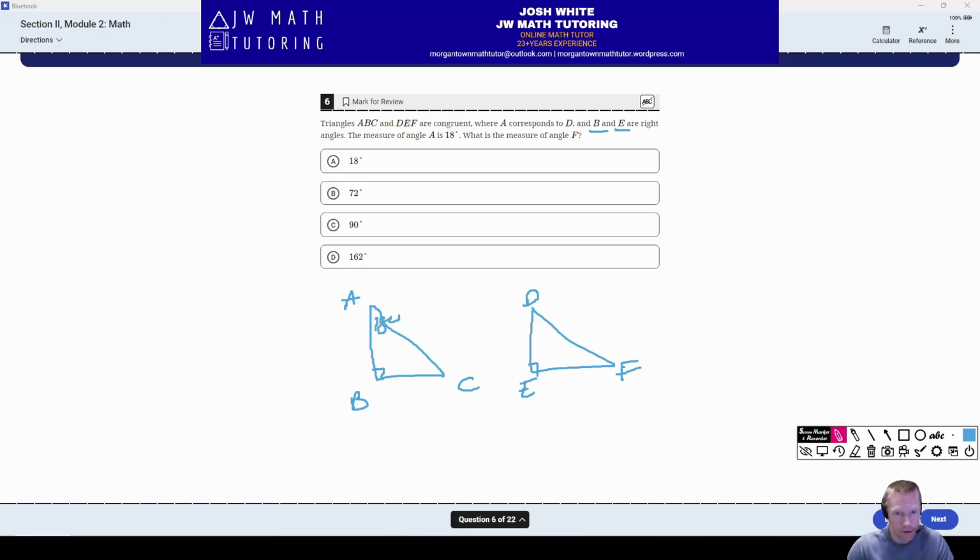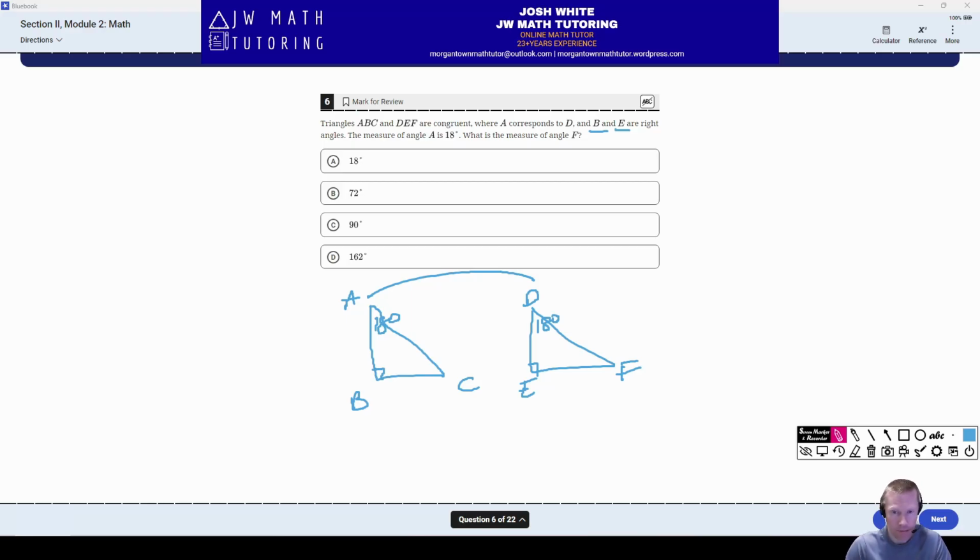A is 18 degrees, okay? What is the measure of angle F? So, because A corresponds to D, and because these two triangles are congruent, their corresponding angles will also be congruent, or the same measure. So, therefore, if A is 18 degrees, D is 18 degrees.